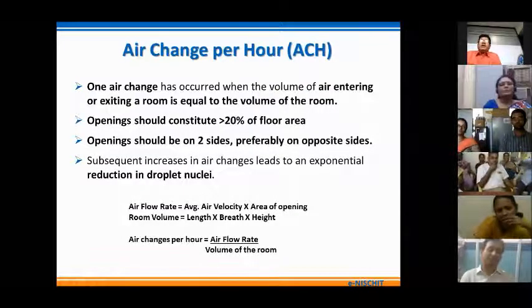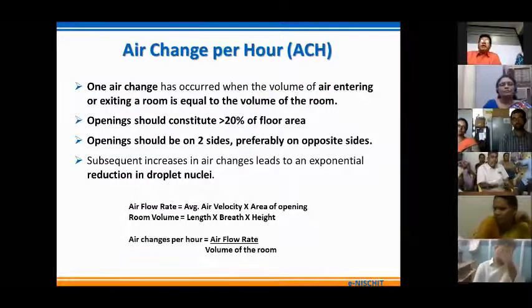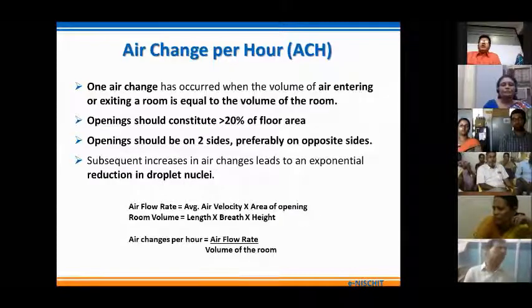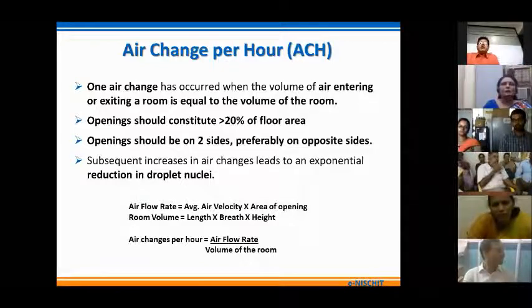So one air change has occurred when the volume of air entering or exiting the room is equal to the volume of the room. So the entire volume of the room has to be replaced with fresh air. We need to have 6 to 12 air changes, and for ART centers we need to have 12 air changes per hour. The other concept is that we can actually measure this. There are 2-3 different ways of measuring this. So we would safely say that it would be good if we have 20% floor surface area which constitutes the openings.